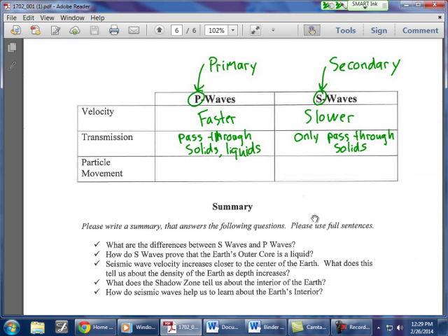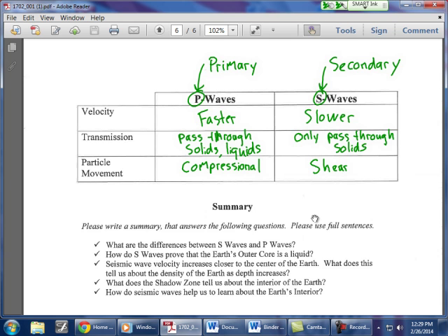The particle movement, like earlier you guys were talking about. Do you remember what a P wave is like? Which way do the particles move? Do they go side to side like this, or back and forth? Yeah, back and forth. We call that compressional. What it does is it squeezes things. So this is compressional, and this is what we call shear.